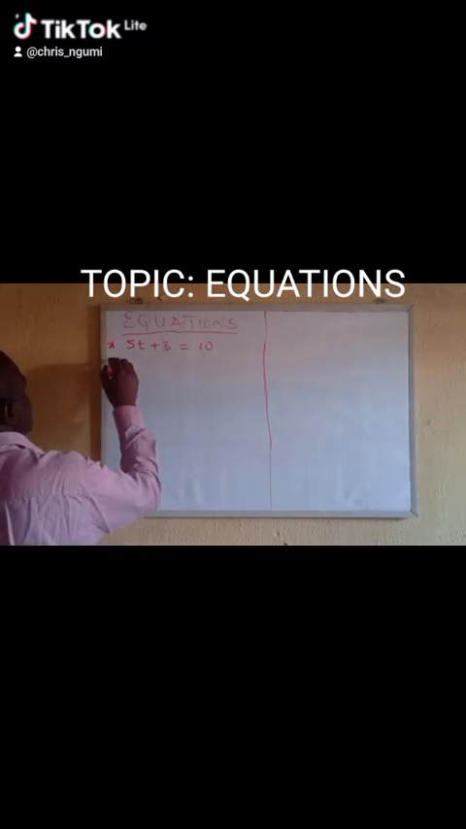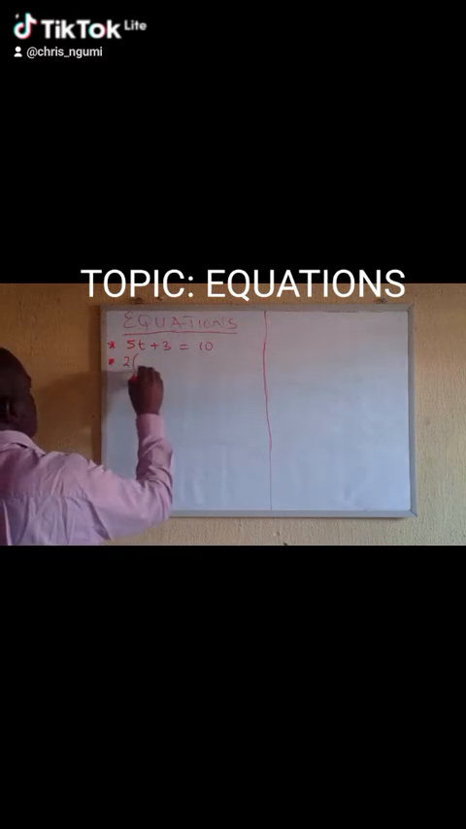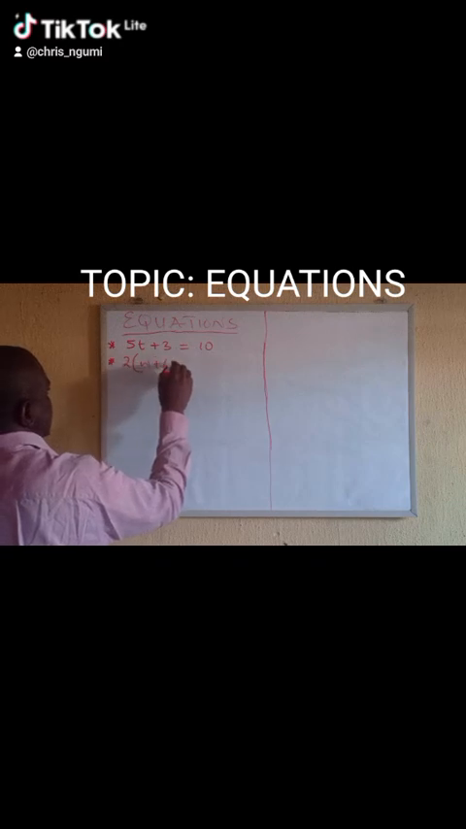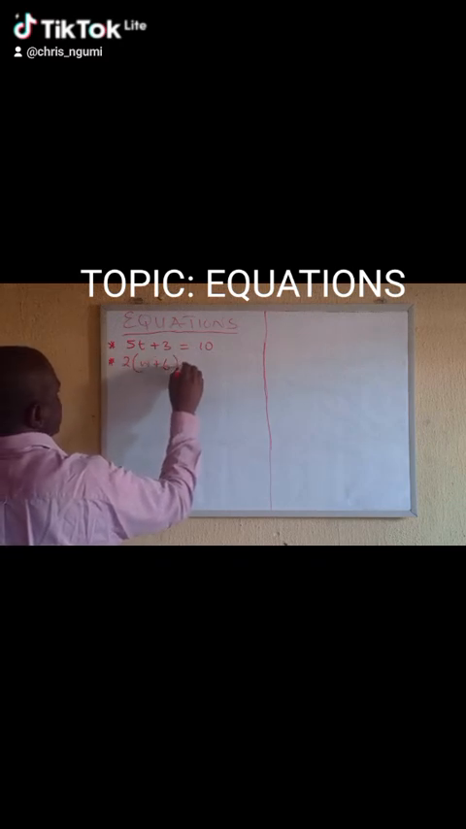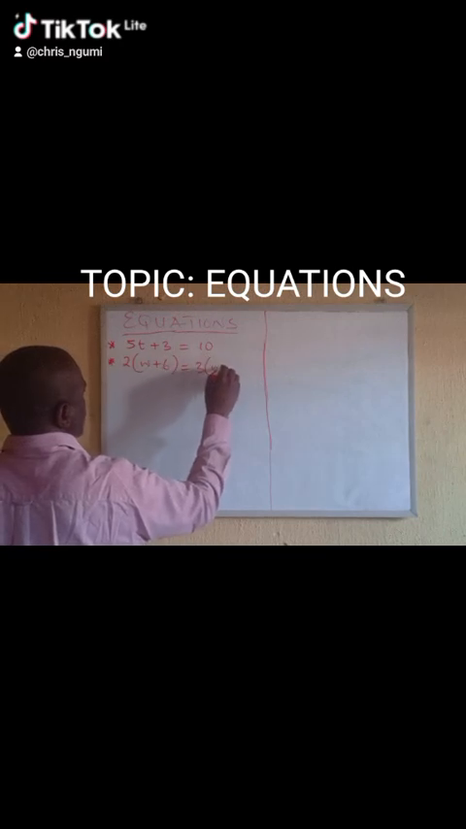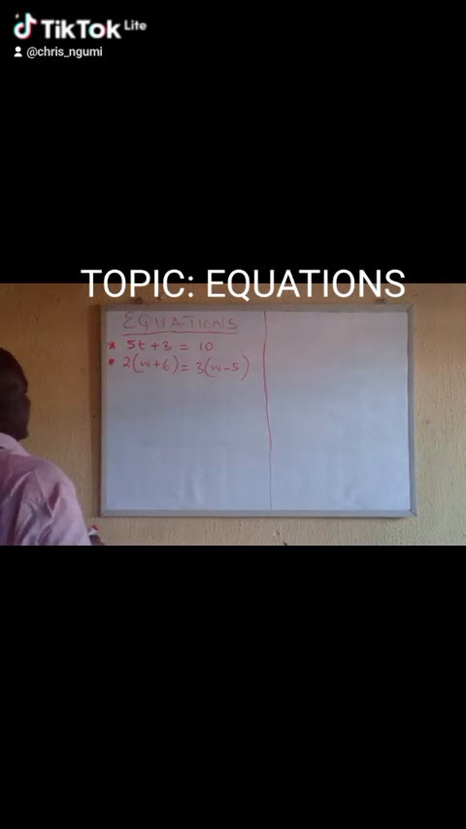The second one we shall be looking at is equation with brackets. Let's say 2(w + 6) = 3(w - 5). This is a form of an equation that is called equation with brackets.